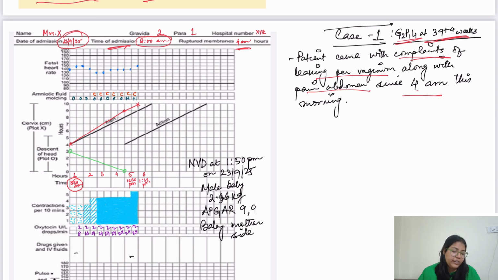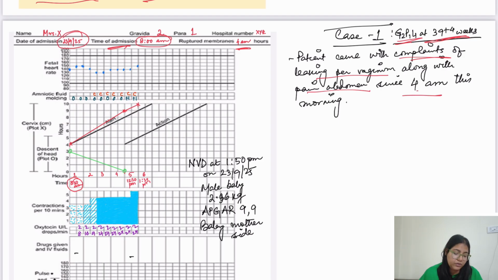Then it was checked 4-hourly. As you can see, at 12:30 p.m., after 4 hours, the labor progressed quite well. Per vaginally the cervix was 9 centimeter dilated and the head was not palpable anymore. Then within 1 more hour it was fully dilated.